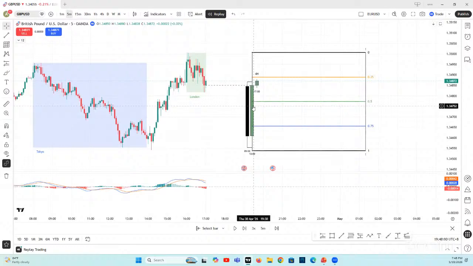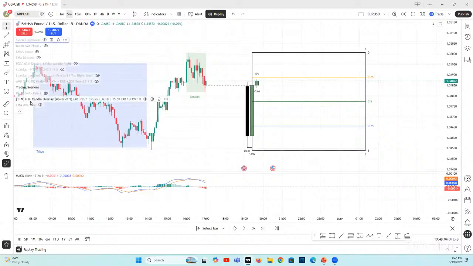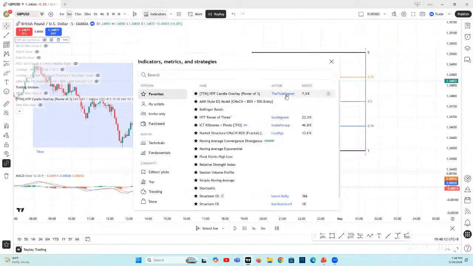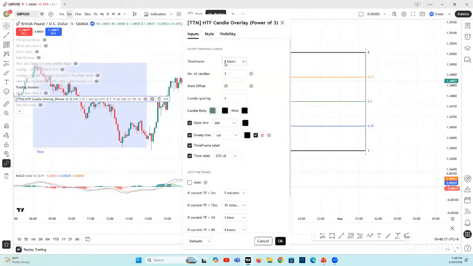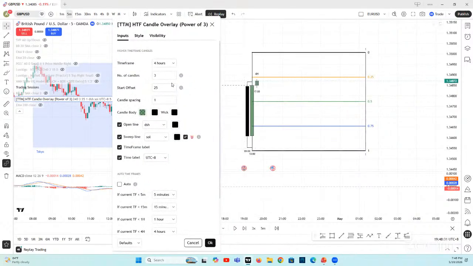For Mr. Ads, it's called the TTM HTF candle overlay power of 3. If you go to the indicator, it's by the tick magnet. The author is the tick magnet. I made it my favorites, so it's there. In the settings, there it should be 4-hour candles 3. That's why you are seeing 3 candles here.